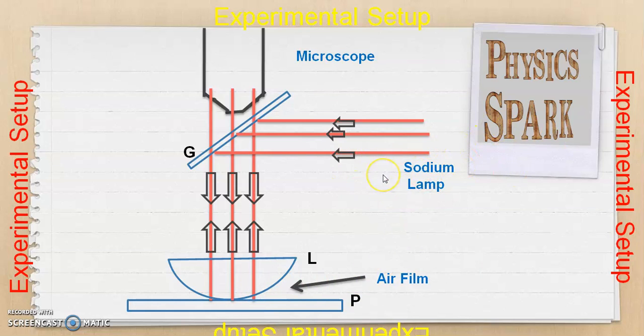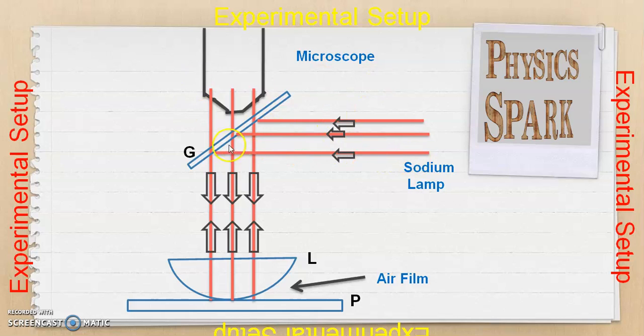Here we have taken a monochromatic source. Monochromatic source means a single color source. That's why we have taken a sodium lamp. It falls on a glass plate which is placed at 45 degrees with the vertical. The glass plate reflects normally a part of the incident light towards the air film and glass plate.